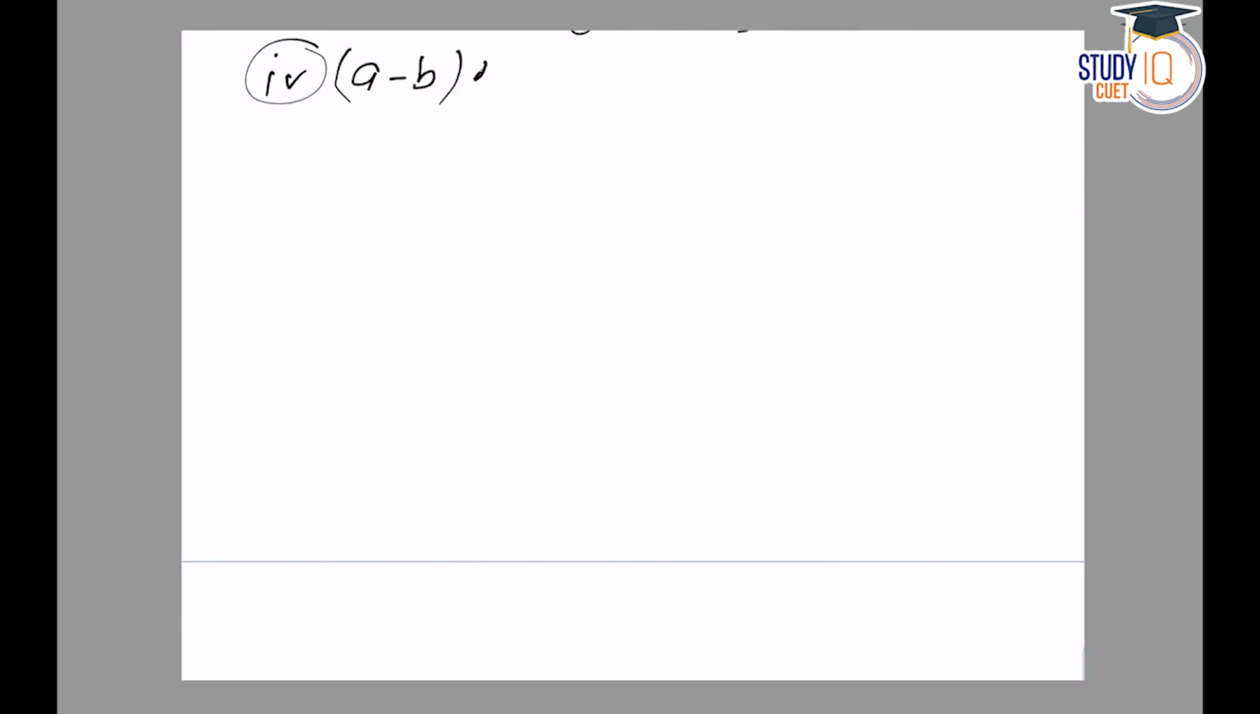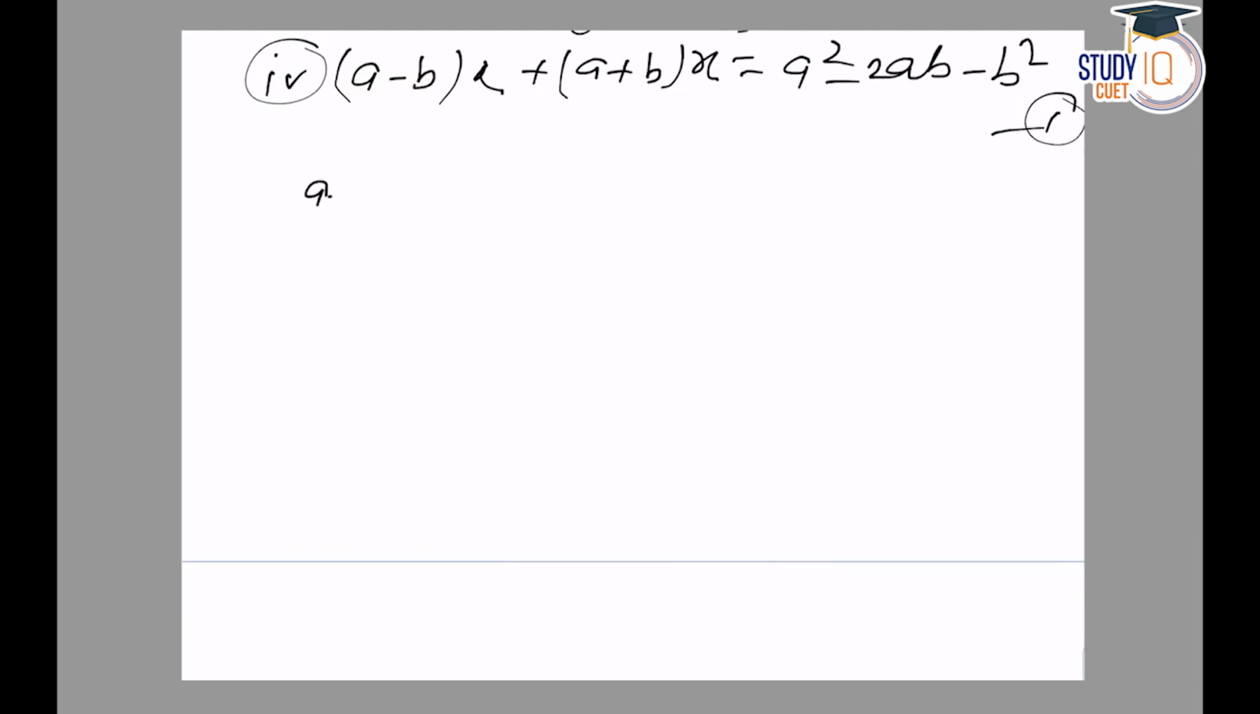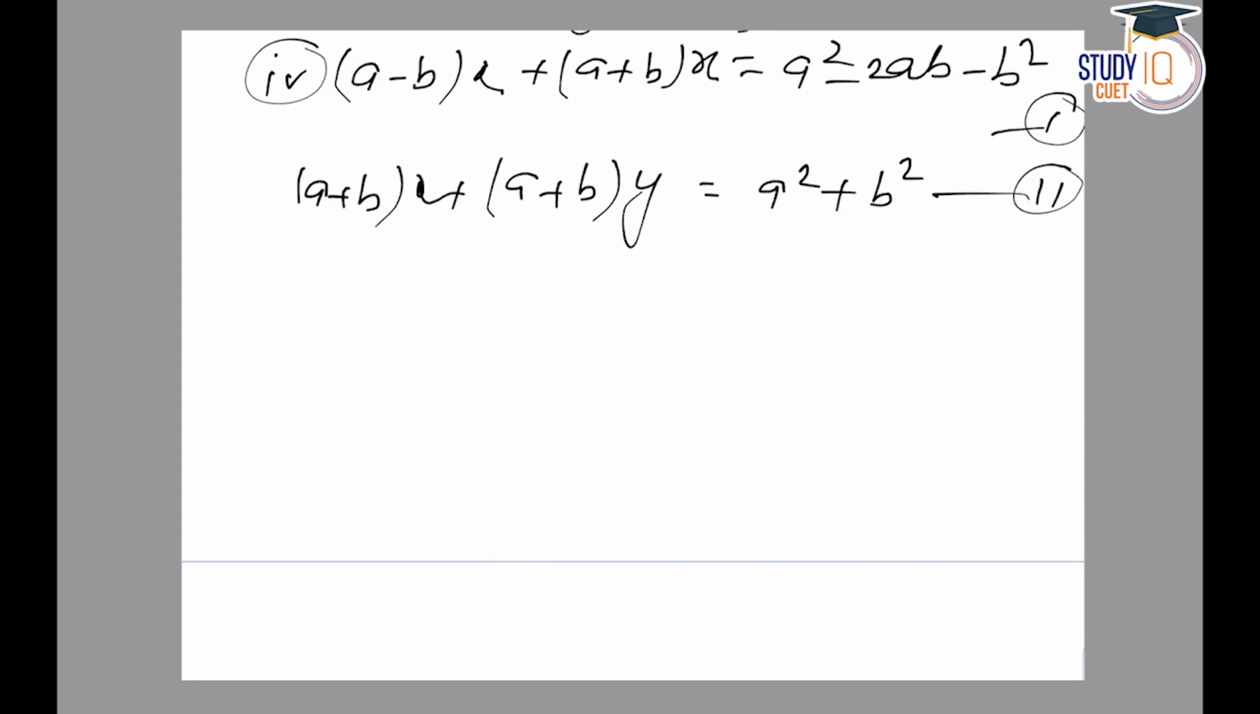Next is part 4. For part 4, first equation is a minus b into x plus a plus b into y equals a square minus 2ab minus b square. That is equation 1. And second equation is a plus b into x plus a plus b into y equals a square plus b square. So again use the elimination method to solve this.